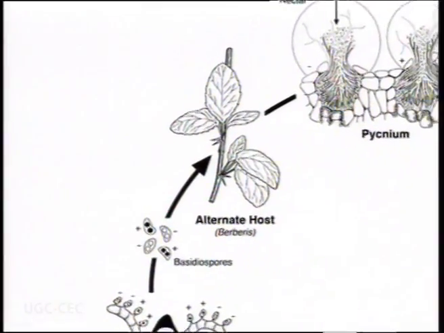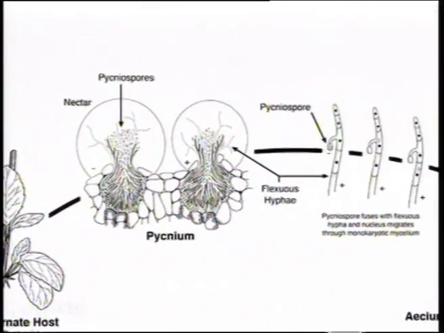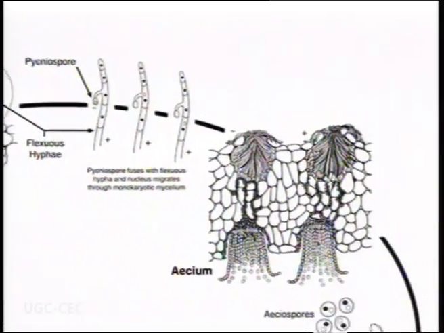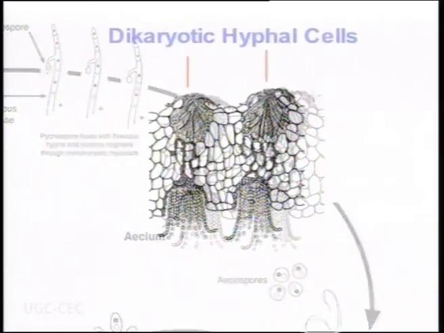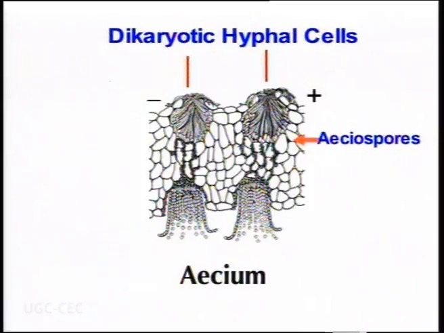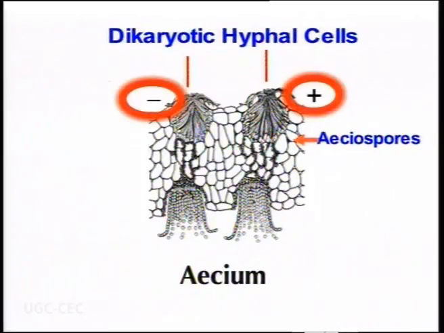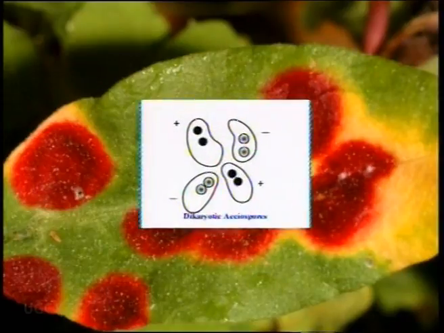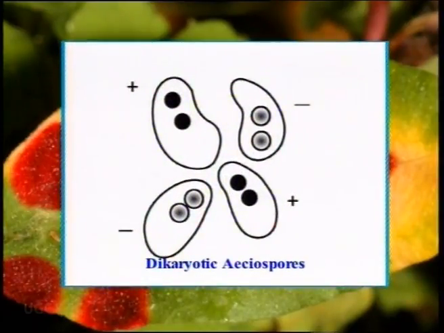Now comes the fifth stage and final stage of Puccinia, aecia and aeciospores. An aecium consists of a group of typically dikaryotic hyphal cells within the parasitized host, that is barberry, that gives rise to chains of dikaryotic spores called aeciospores. Aeciospores, each containing a plus nucleus and a minus nucleus, are the first binucleate or dikaryotic spores produced in the life history of the fungus.